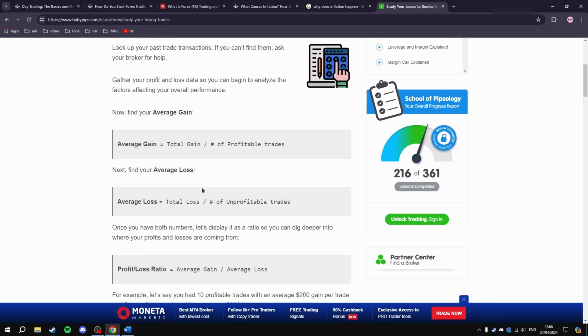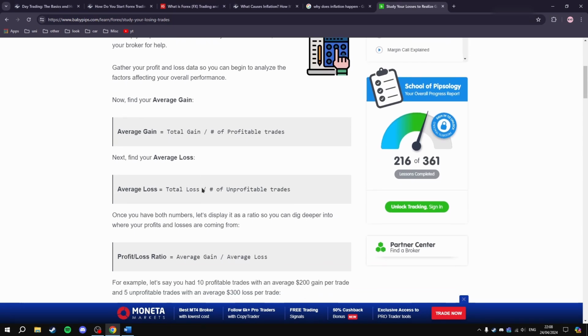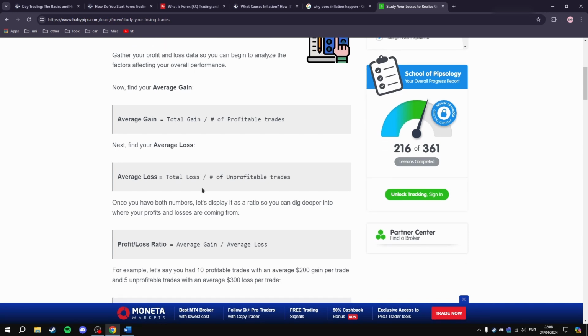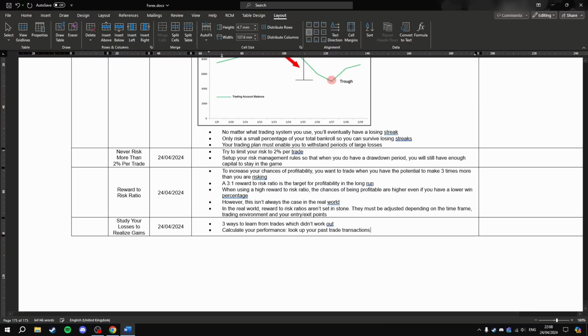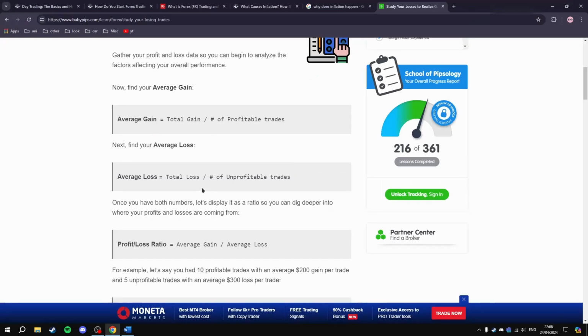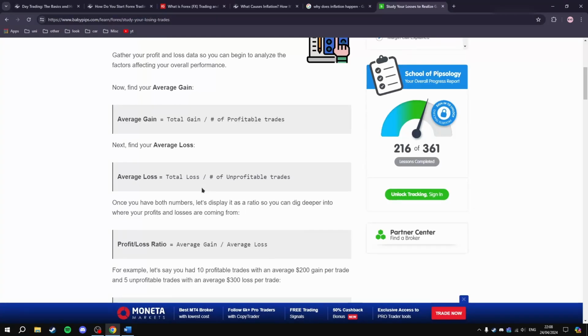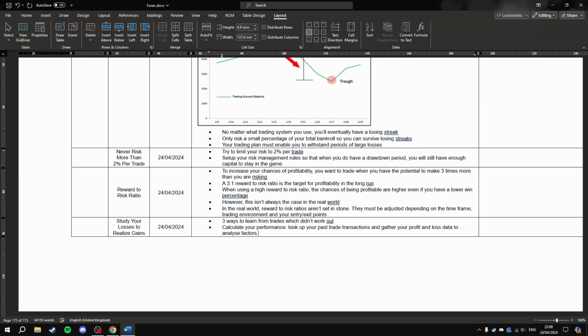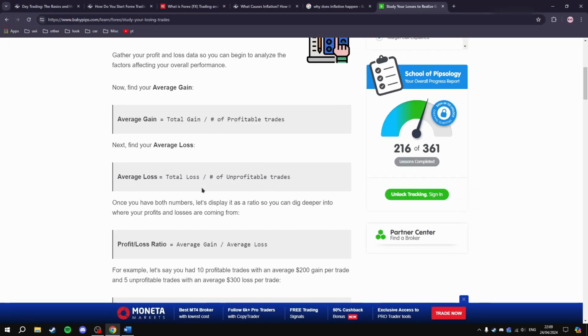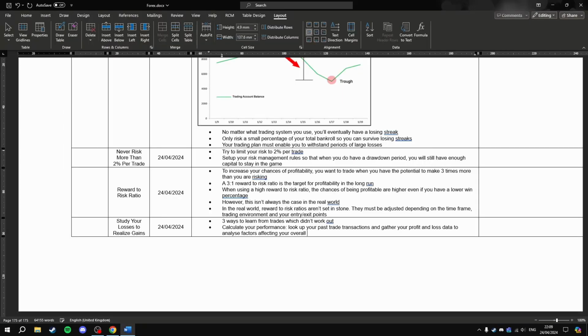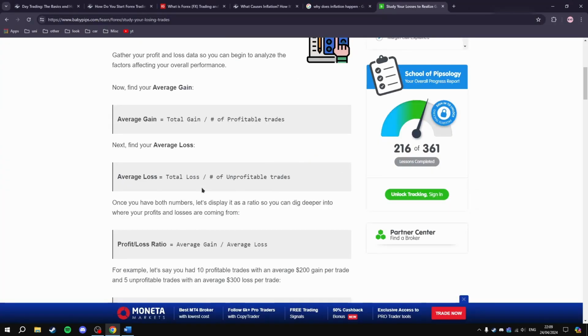Gather your profit and loss data so that you can begin to analyze the factors affecting your overall performance.